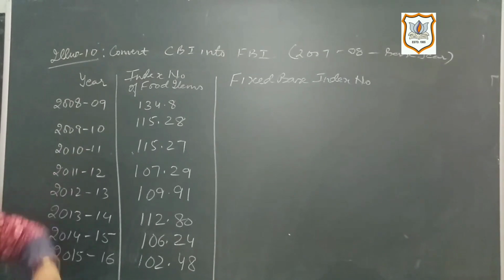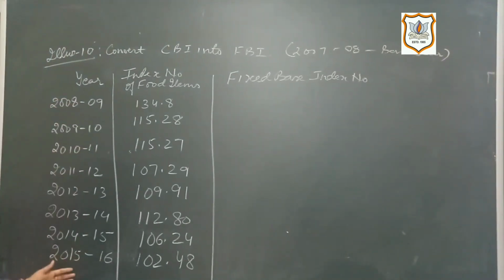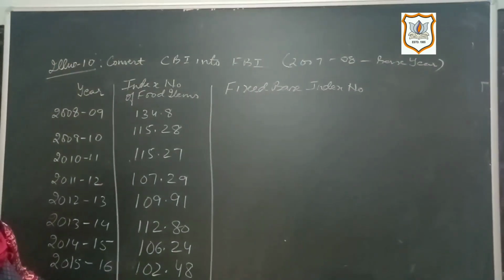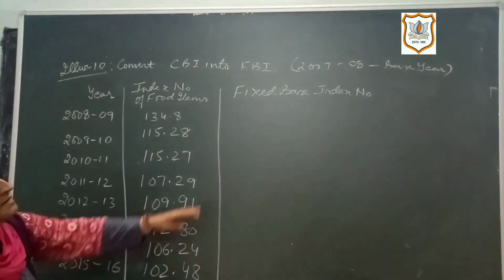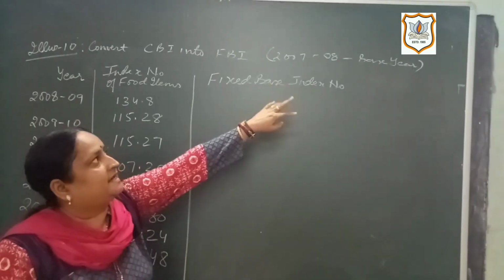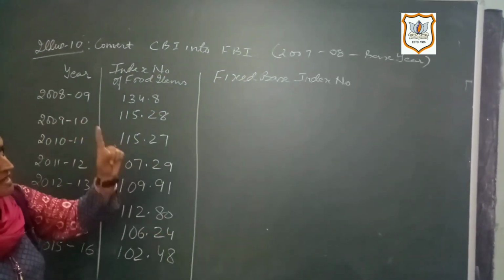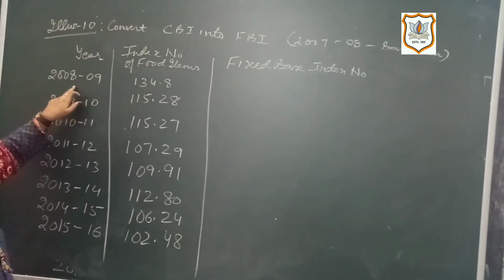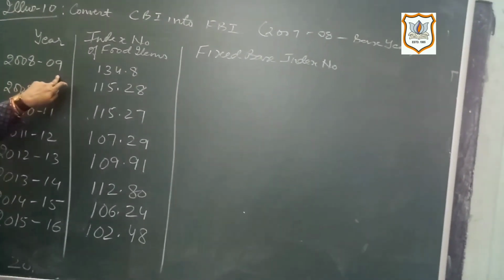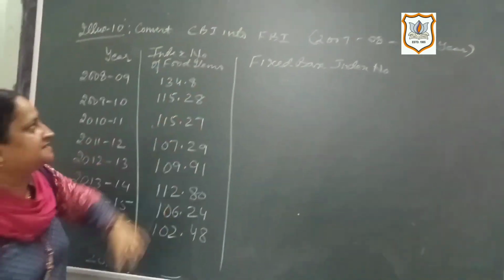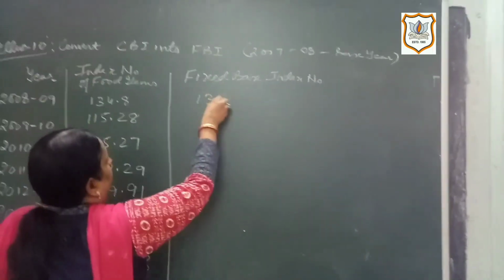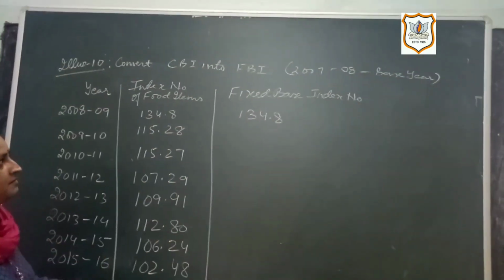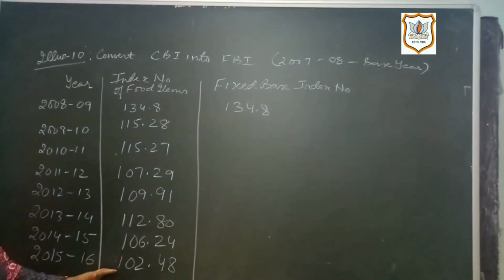Question number 10 of your textbook. These are the years 2008 to 2016 and these are the index numbers which are given to you. Now when you are going to convert it, see the base here is 2007-08. So that index number will be 100. Here it is starting from 2008. So first one we will keep it as it is. That is 134.8.